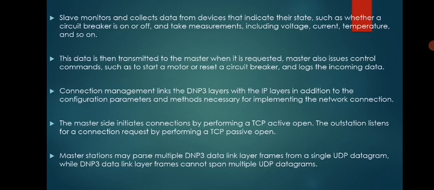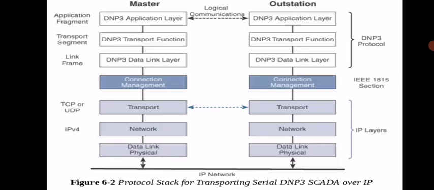Then master stations may pass multiple DNP3 data link layer frames from a single UDP datagram, while DNP3 data link layer frames cannot span multiple UDP datagrams exactly. So this is one of the drawbacks we are having.